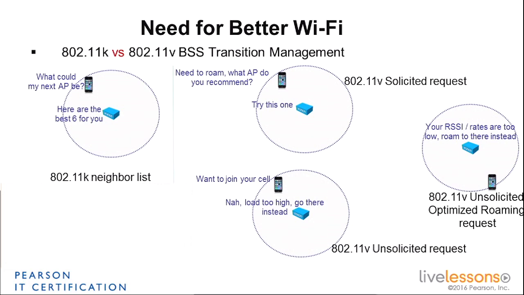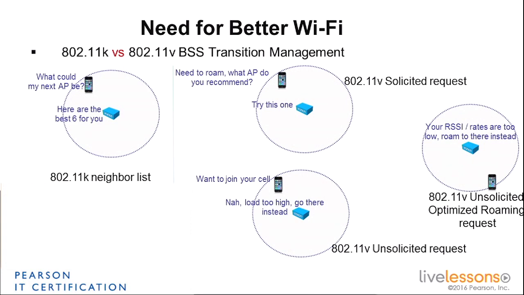With 11v, you will not only ask the question, what about your neighbors, when you join the cell, but also when you get to the edge of the cell. So you move away from the AP, and at some point you tell the AP, I'm at the edge of the cell, which neighbor do you think I should go to? And the AP can return a list of neighbors or just one if it knows where you are. So that's different from k, where we get that list when we just join the cell.